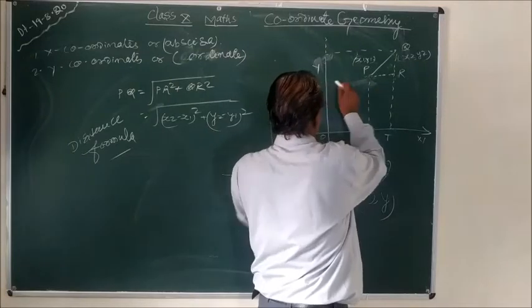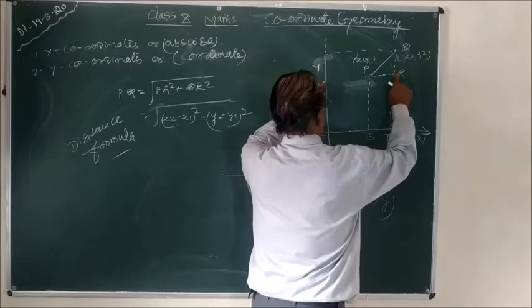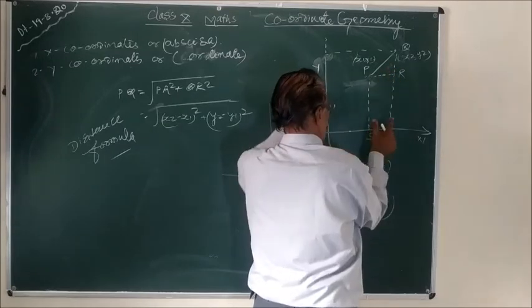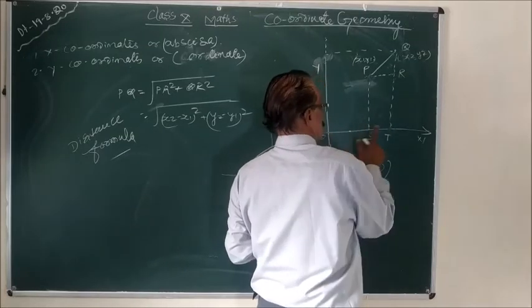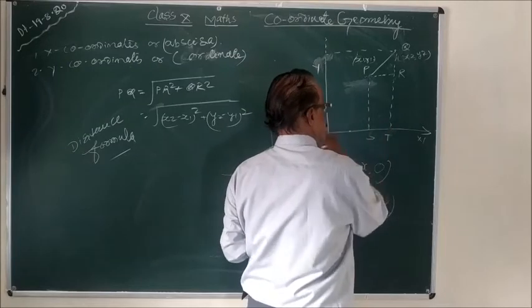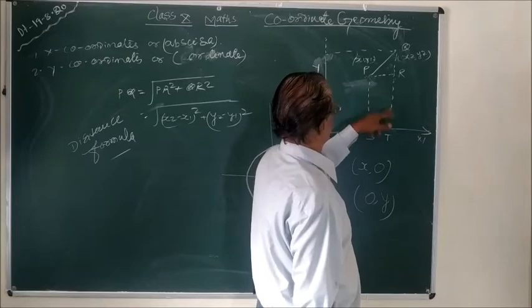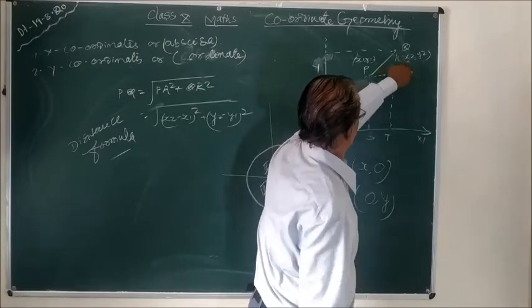From here, this is the distance OT. In place of PR, we can write ST. ST means OT minus OS. OT is the distance from the y-axis, and that will be x2.